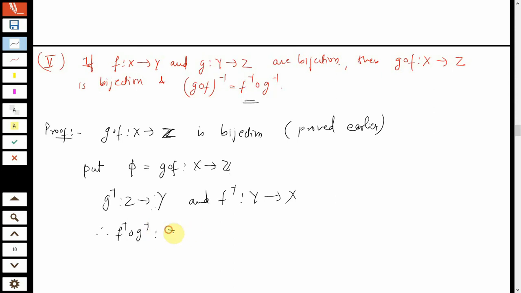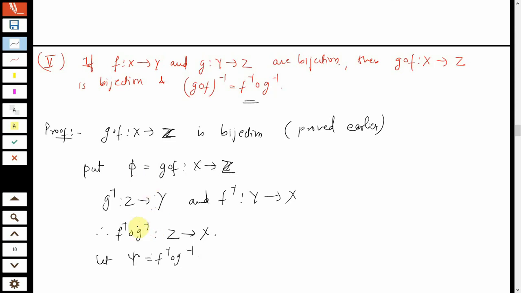So you can see that the codomain of G composite F is Z, and this is the domain of F inverse composite G inverse. So for my convenience, let me take psi to be F inverse composite G inverse. Now I'll use the above property to prove that the inverse of G composite F is nothing but F inverse composite G inverse. So that means I'll be showing that this psi is the inverse of phi.